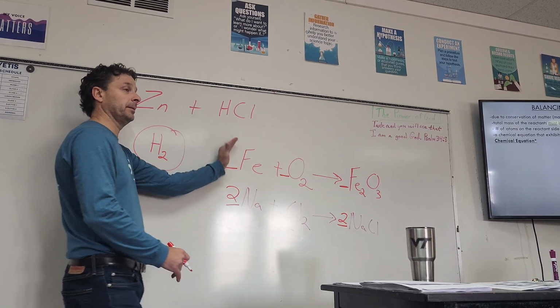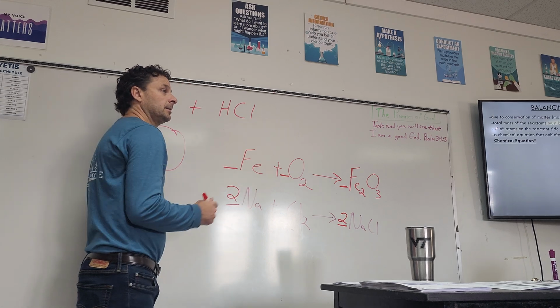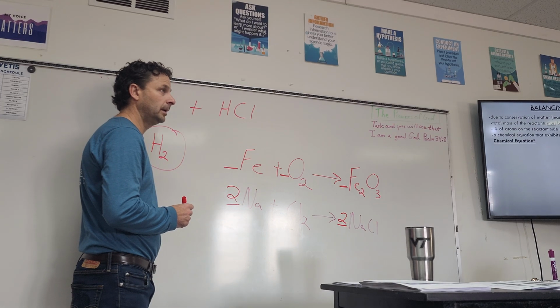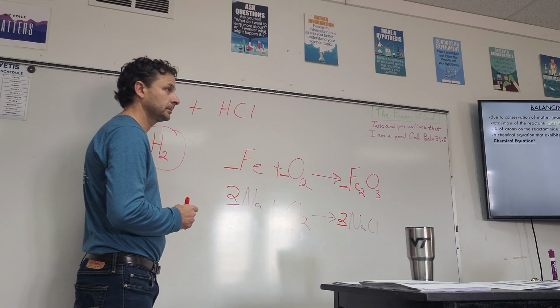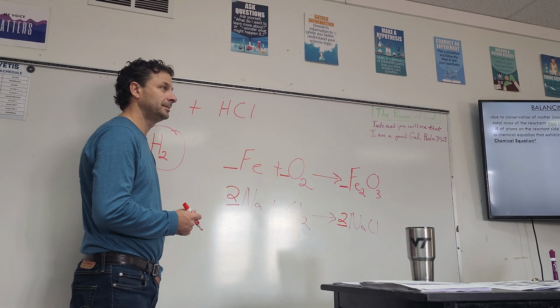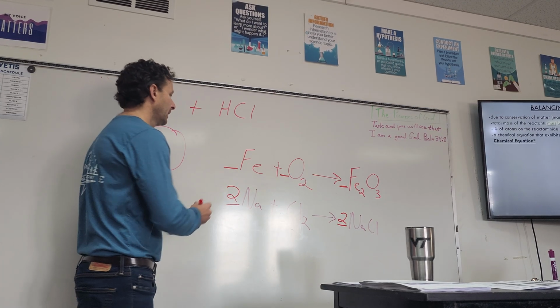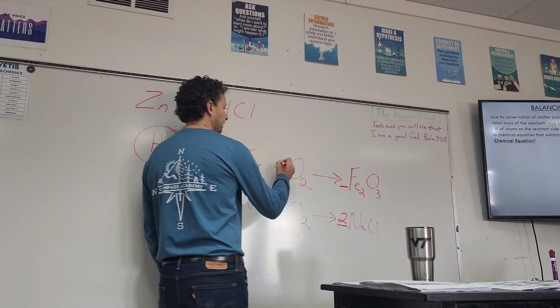Now, let's go up here. You can't multiply 2 to 3. You have to do 3 times O. I think there's a 5 I would put there. 4 in front of Fe, 4 and then the 3.